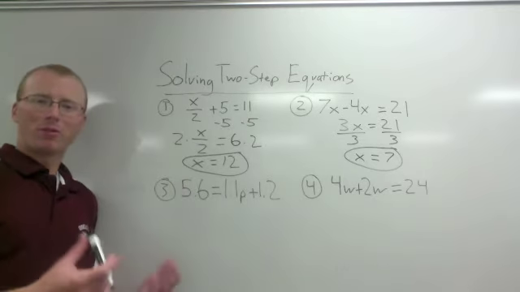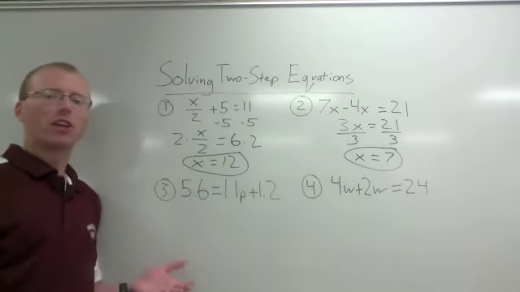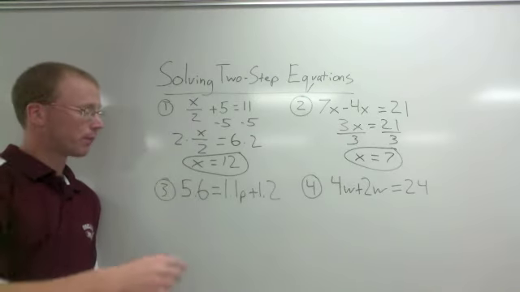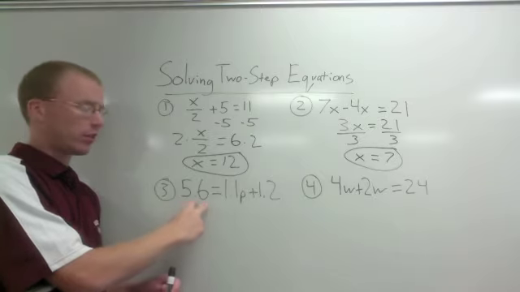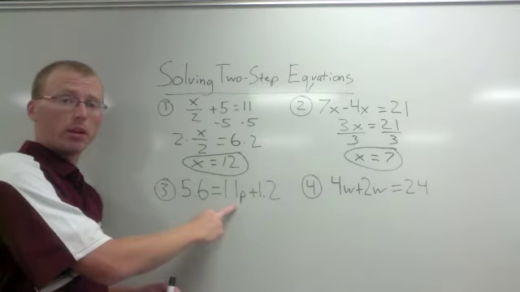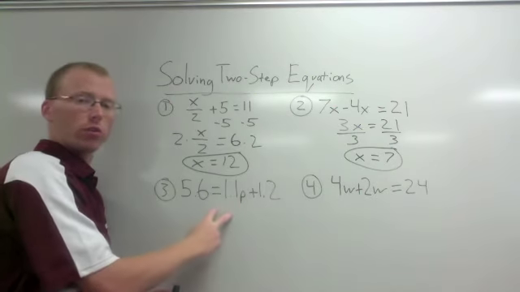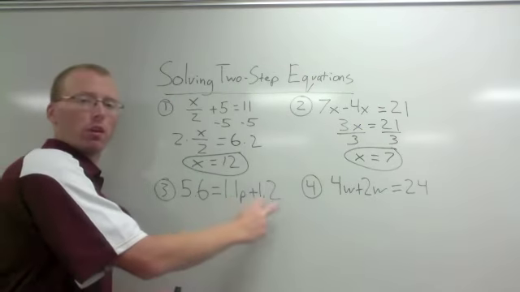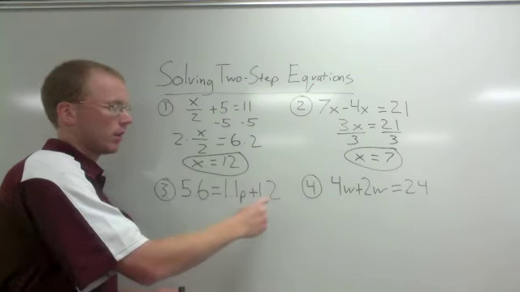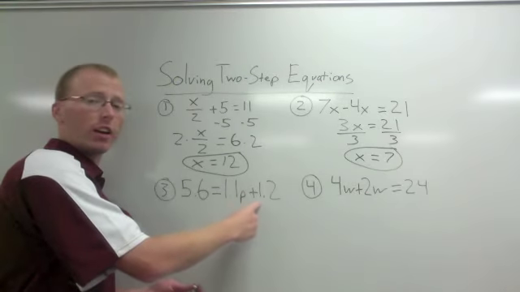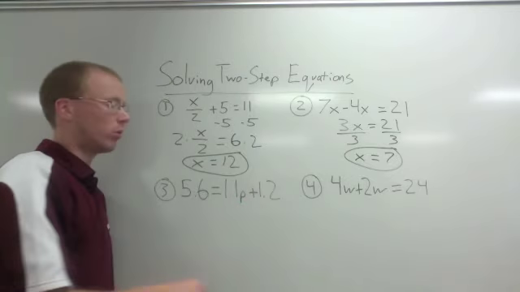Look at problem 3. We have some decimals in here. But again, don't be scared of a problem just because there's a decimal in it. The same rules apply. So I have 5.6 equals 1.1p plus 1.2. So again, we have two terms here. We're going to work with the one that does not have the variable in it, which is our 1.2. So since we're adding here, to get rid of the 1.2, we'll subtract.